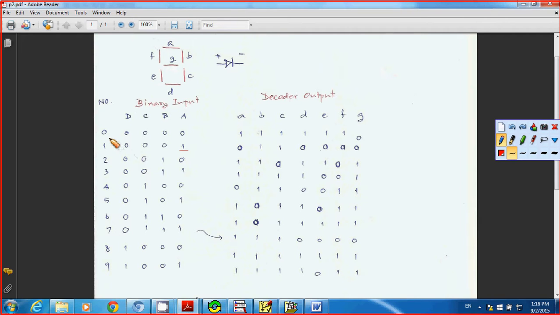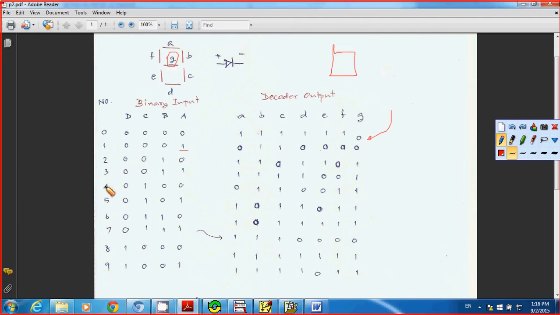Let's take a look. For example, you want to create the number 0, so you have something that looks like this, so you ignore G, right? Now which one is going to turn on or give you logic 1? Almost all of them give you logic 1 except G, so that's why you put 0 as G here. That gives you number 0.